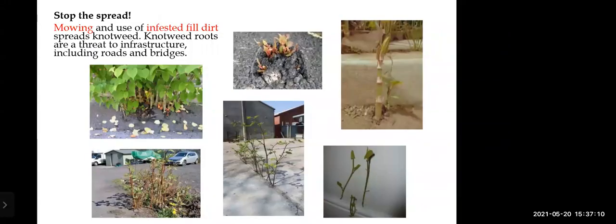And these are images of the damage that knotweed can do to infrastructure. So here you can see it growing through concrete, asphalt, and tarmac. And then on the bottom right, you can see knotweed growing up through someone's floorboards after it has broken through their foundation.